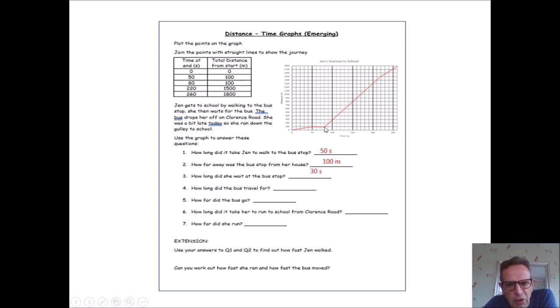How long was she on the bus for? She's going from here, which is 80 to 220. So she spent 140 seconds on the bus, which is not long, but it makes my graph work. So perhaps she could have just walked, really.